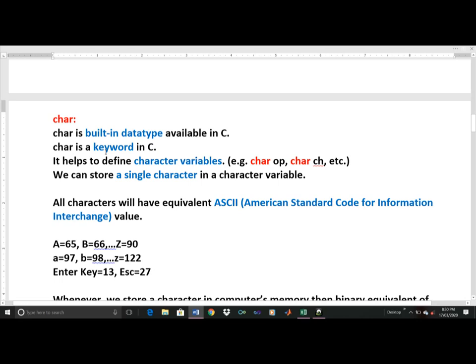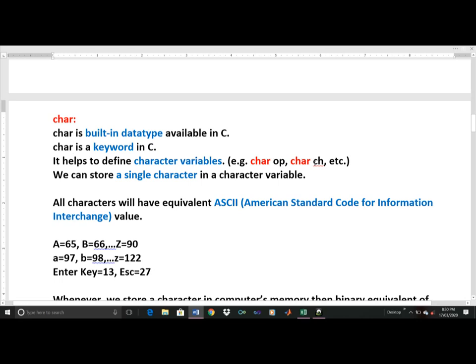Keywords are reserved words. These have a fixed meaning to a computer system. ANSI C has 32 keywords. One of the keywords is char. It helps to define character variables. Look at these examples.